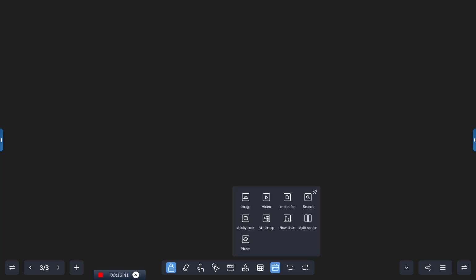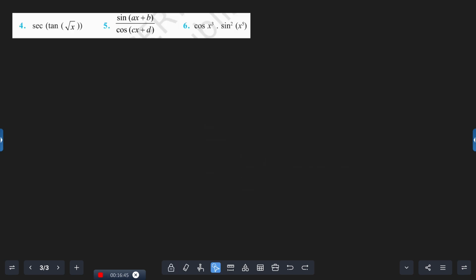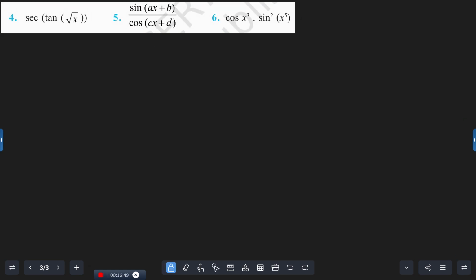We will go to 4, 5, 6. Listen. So this is actually secant is separate. Secant angle is a tan. Tan angle is a root x. Have you noticed? Be careful. Okay, right.